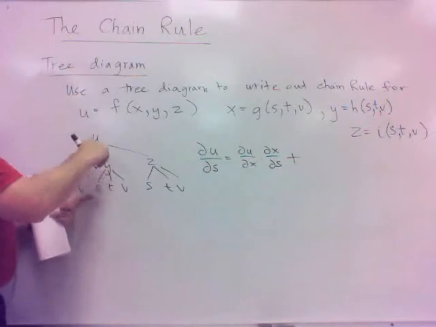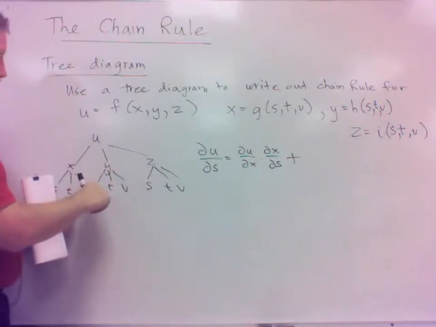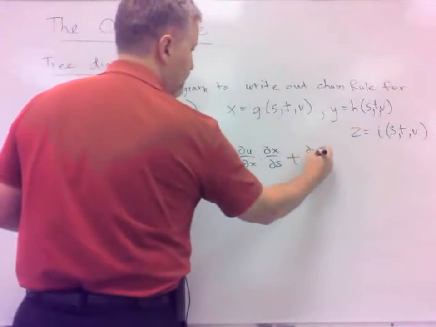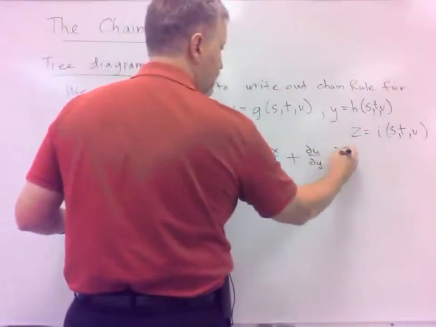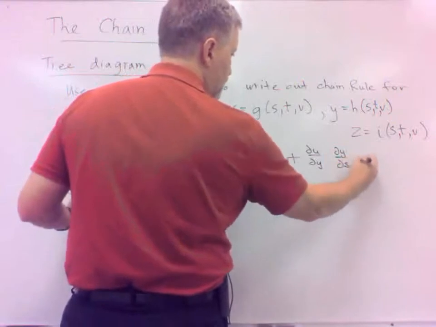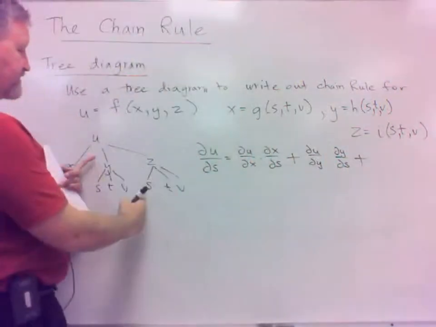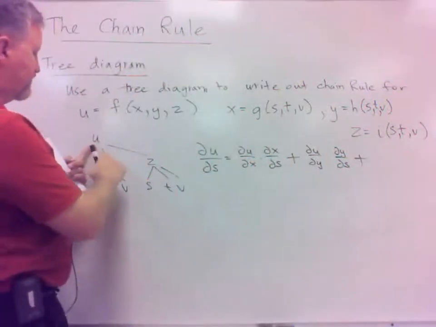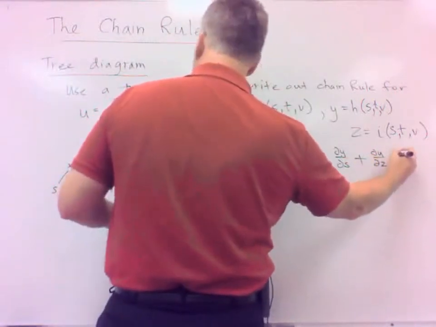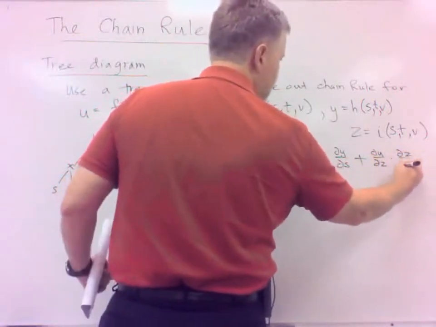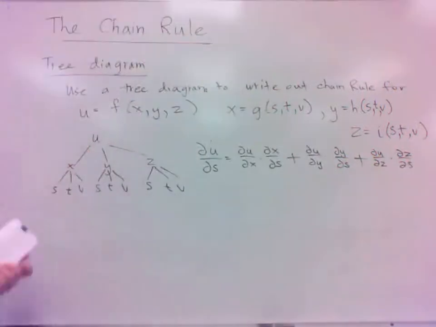And then the other path from u to s would be u through y. So the partial of u with respect to y, partial of y with respect to s. And then last but not least, u to s through z would be partial of u with respect to z, partial of z with respect to s. So you're just extending it further and further out a little bit.